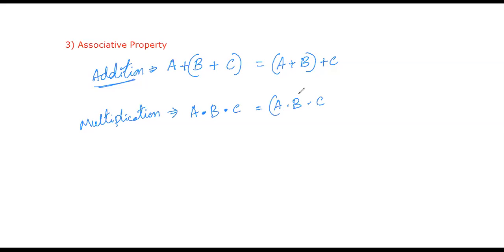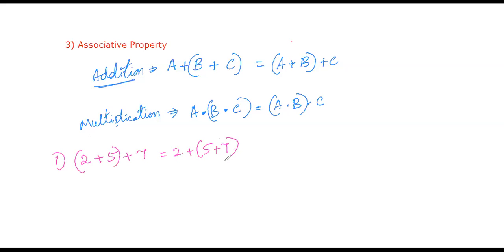So this is the associative property for multiplication. Let's try some questions. For example, let's take the numbers as 2 plus 5 plus 7. What will happen here? The answer has to be the same if we add 5 plus 7 first. I think you know why.